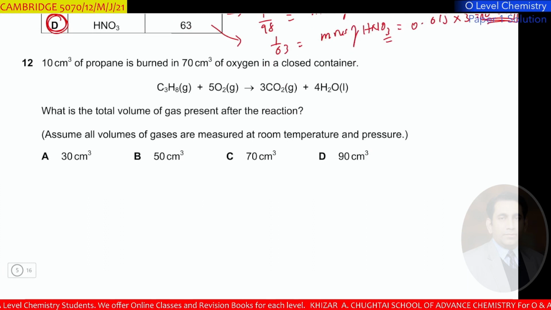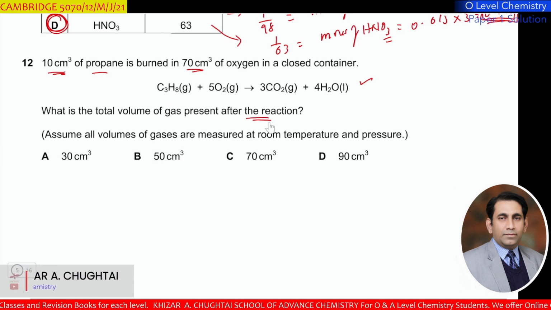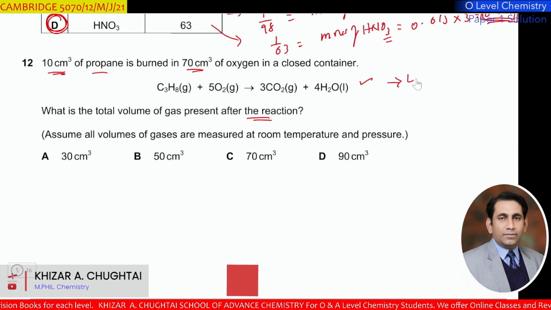Question number 12. 10 centimeter cube of propane is burned in 70 centimeter cube of oxygen in a closed container. Here is the chemical equation. What is the total volume of the gas present after the reaction? Assume all gas volumes are measured at room temperature and pressure. The volumes of propane and oxygen are in centimeter cube, and he is asking for the total volume of gas present after the reaction. So number one, we will have to check the limiting reactant first.